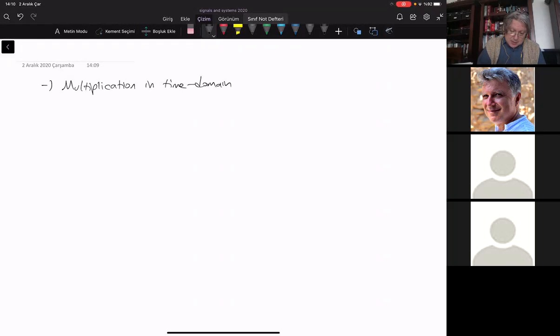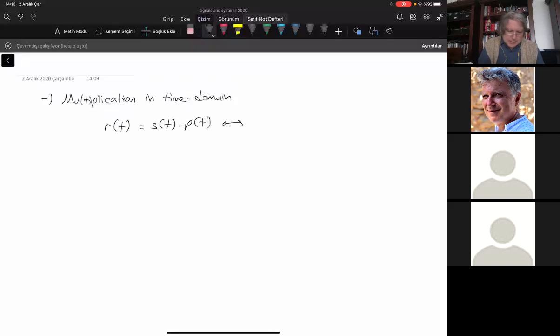Let us write it like this. R of t, you see now I'm using a different function terminology. We don't have to stick to x of t, y of t, or f of t, g of t. It could be R of t perfectly well, equal to s of t times p of t. So we have two signals, s of t and p of t, and I'm multiplying them. What is happening to their Fourier transforms? This property could be derived using duality.